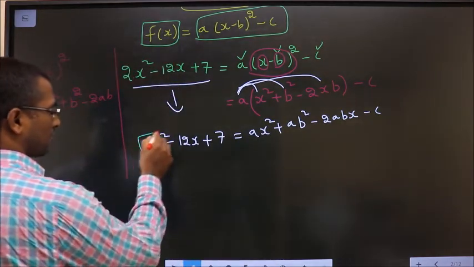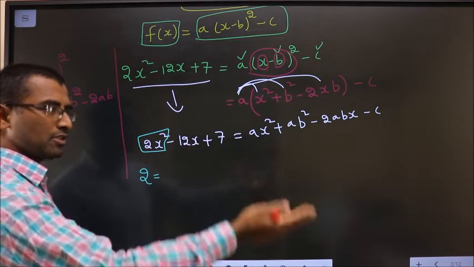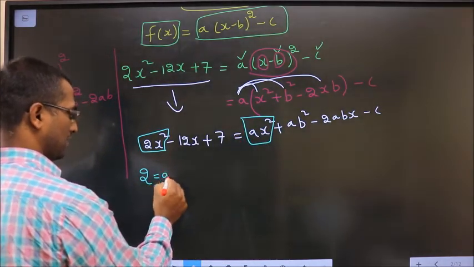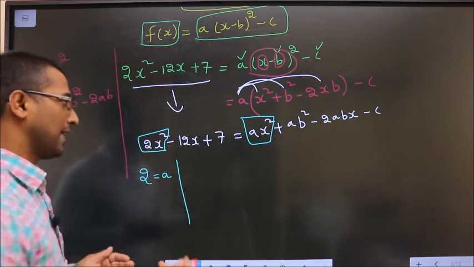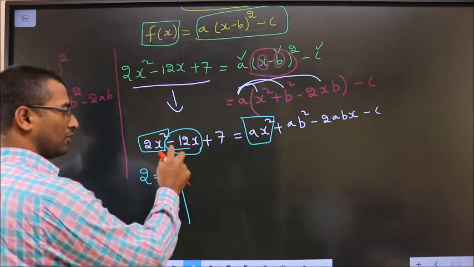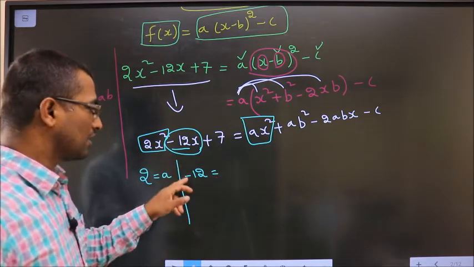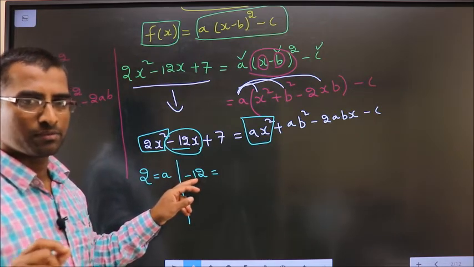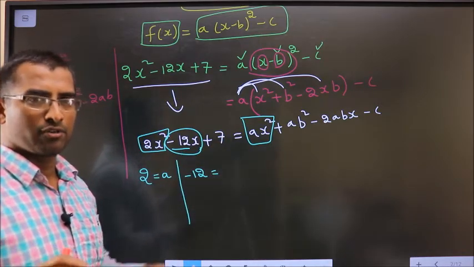First, look at before x square, what do you have on this side? 2. Equate it to before x square, whatever you have on the other side. On the other side, before x square is a, so a is equal to 2. Clear? Now, same way is x coefficient. Before x, what do you have? Minus 12. If it is plus, not necessary, but if you have a negative sign you should put. Okay. Now, same way, before x, what do you have on the other side?